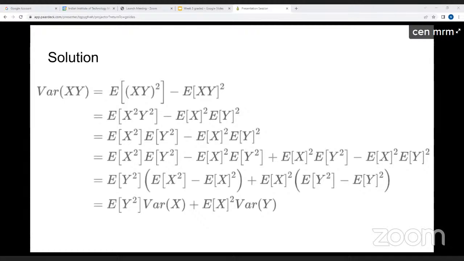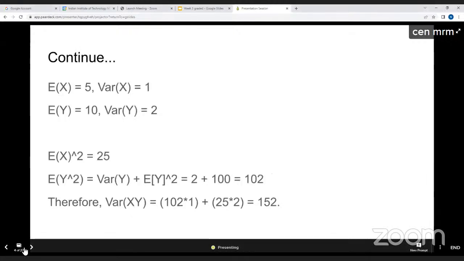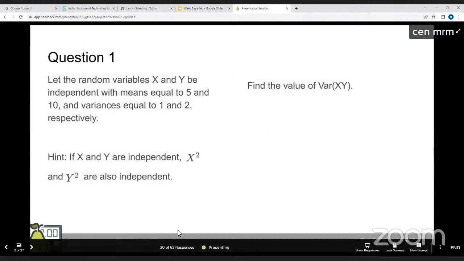So we know the variance of x, we know the variance of y. We can just find the expected value of x square and the expected value of y square. In that case, the answer is coming 152, ma'am. Yes, the answer is coming as 152. Great. How many of you had answered 152?